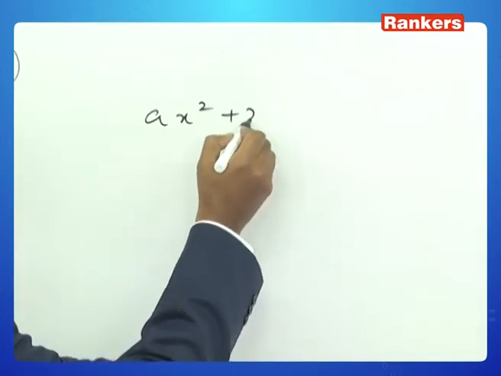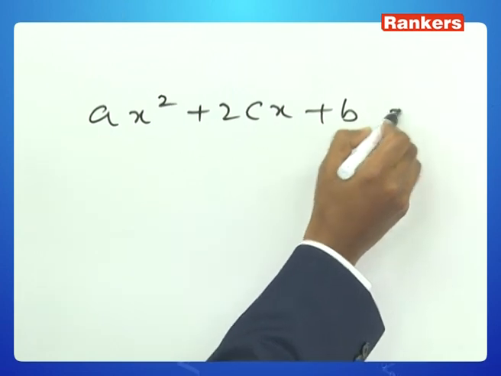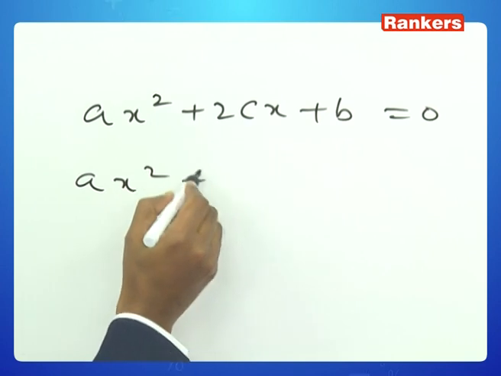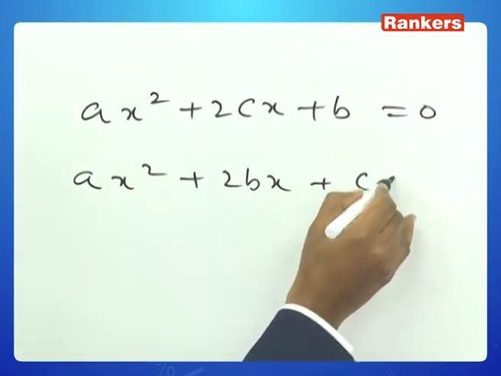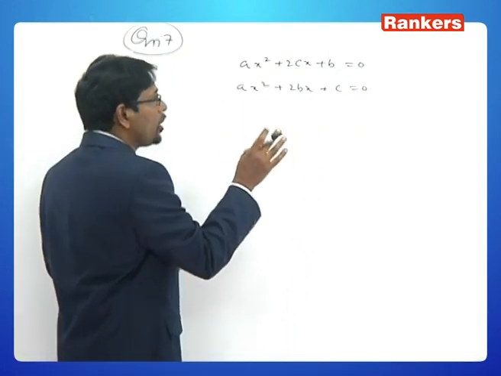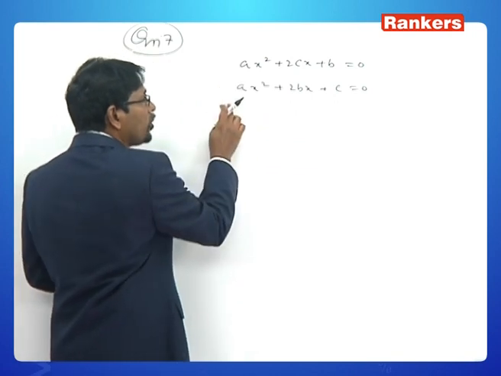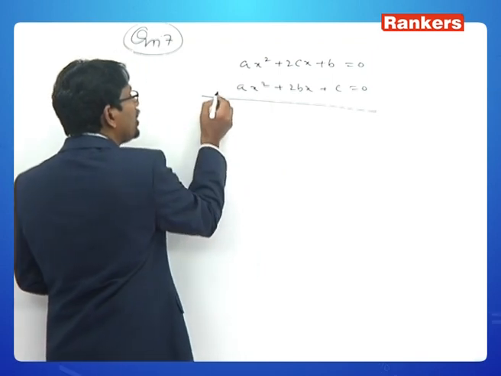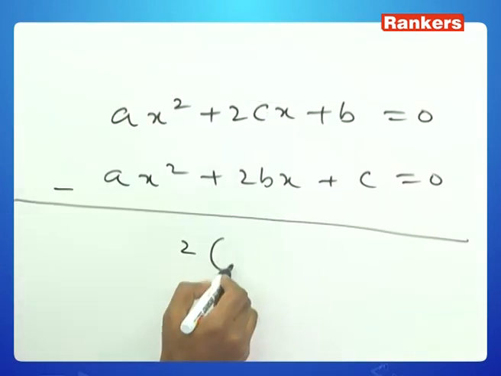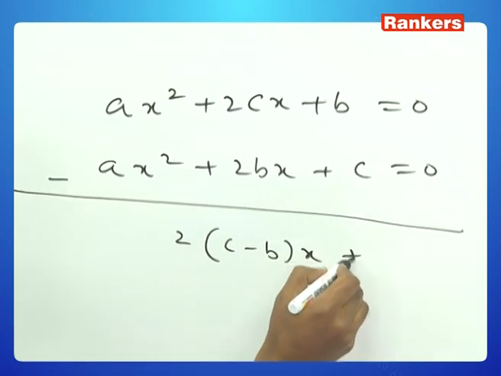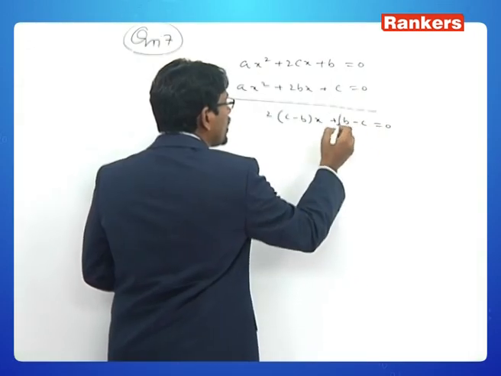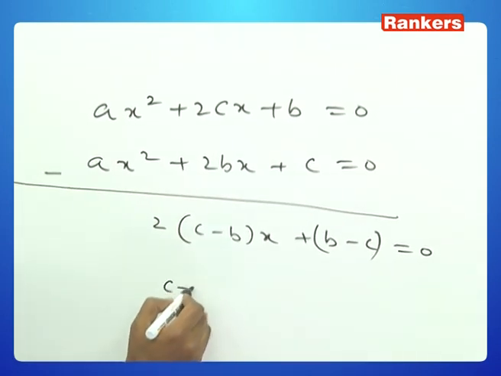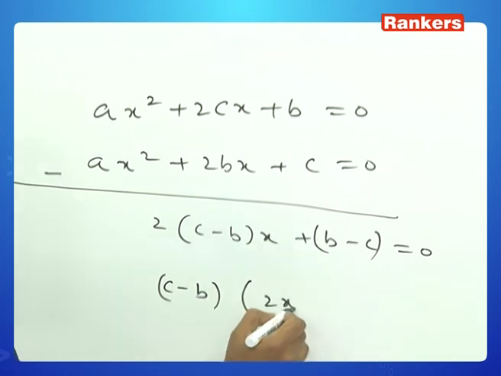ax squared plus 2cx plus b equal to 0 is the first equation. The second equation is ax squared plus 2bx plus c equal to 0. Now suppose x is a common root for them, that is, satisfying both the equations. Let us subtract one from the other. So what do you get? Subtracting, we get 2 into (c minus b) into x plus (b minus c) is equal to 0. So from here we can say this is (c minus b) into (2x minus 1) equal to 0.